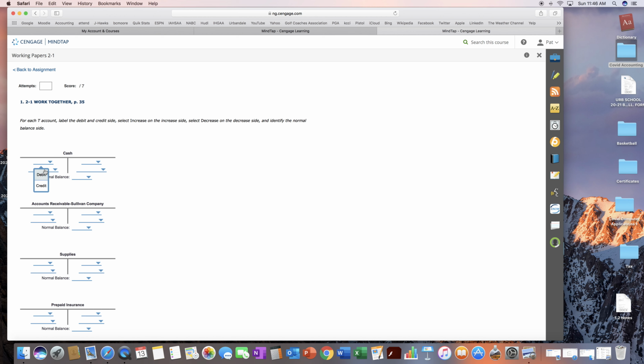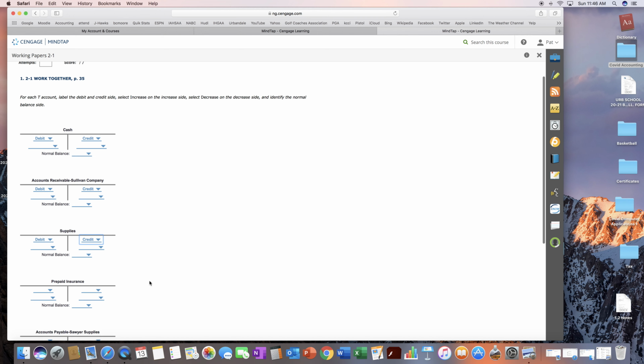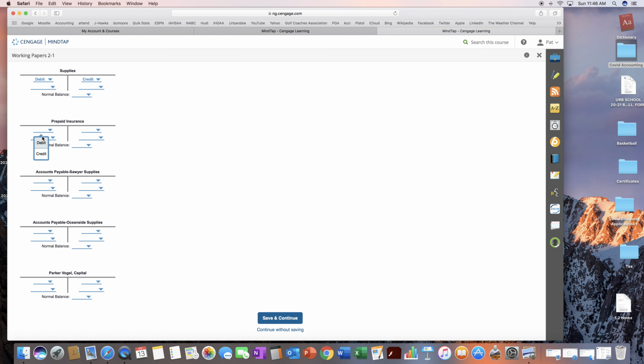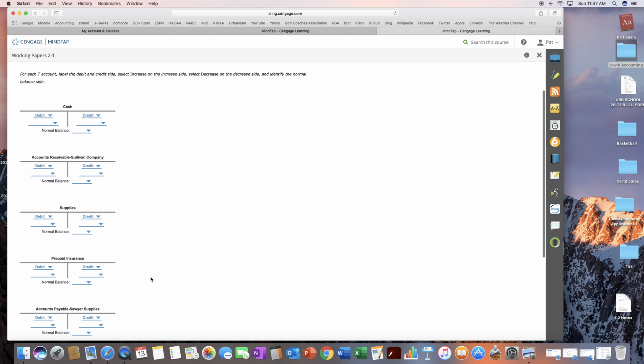So for all these accounts, the left side is a debit and the right side is a credit. The left side for accounts receivable is a debit, right side is a credit for all of these accounts. This is the same. So you go through, and the debits are on the left, and they're just wanting you to get, why are we doing this? Get you to think. Debit on the left, credit on the right. Okay? So then you have to decide what side increases or decreases.